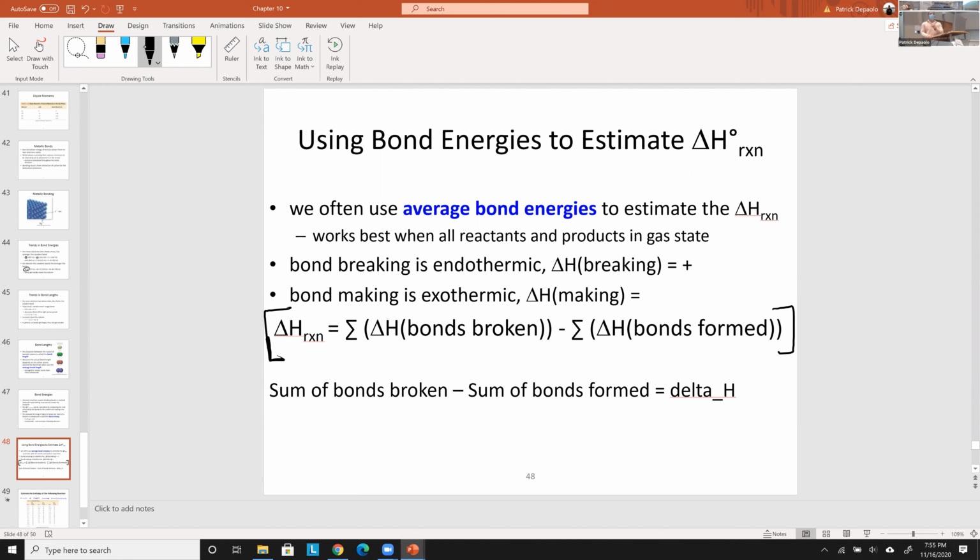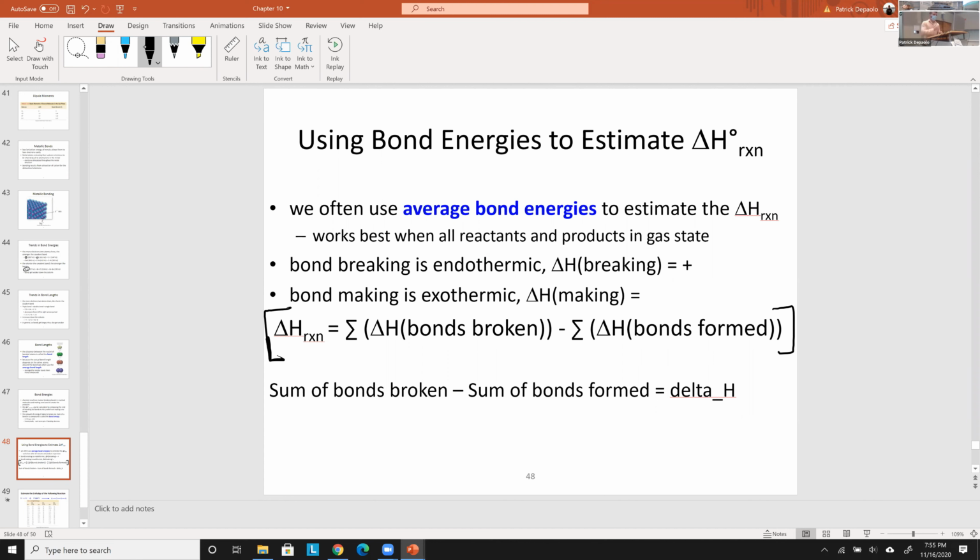But that's not products minus reactants. It's actually reactants minus products. But it's kind of flipped because making the bonds is exothermic. Meanwhile, bond breaking is endothermic. You have to put in energy to break the bond. So it kind of reverses. It kind of all works out if you compare the two numbers and how you got them.